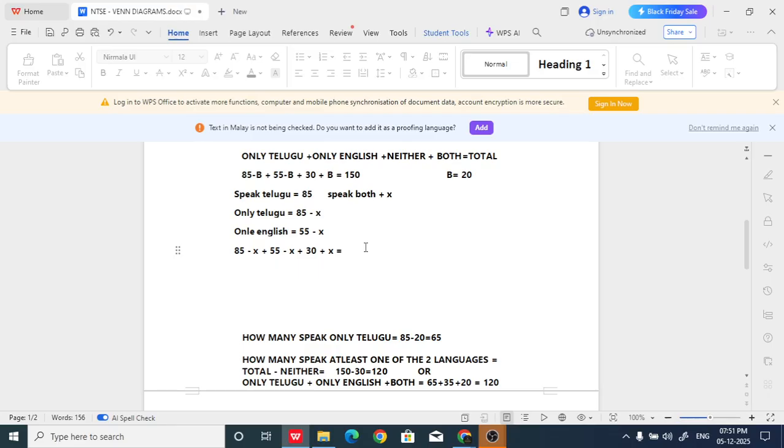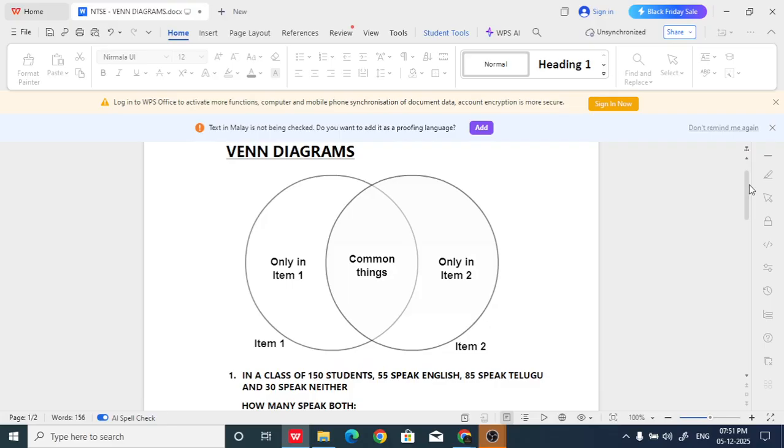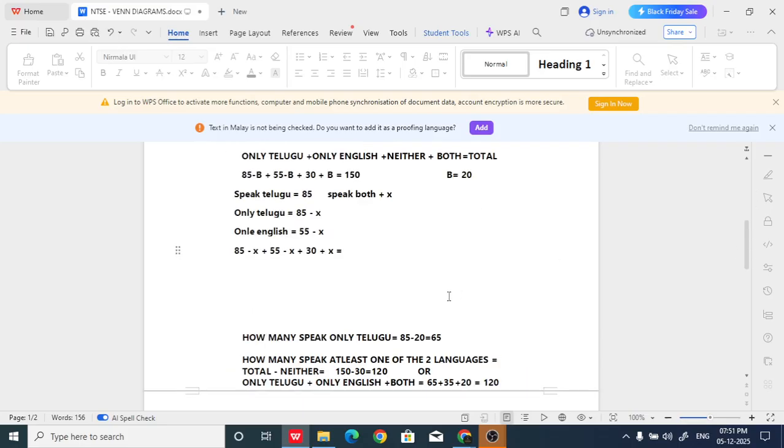What is the total number of students? 150, sir. Yeah, 150. So 150 is equal to people who speak only Telugu, that is 85 minus x. People who speak only English, that is 55 minus x.